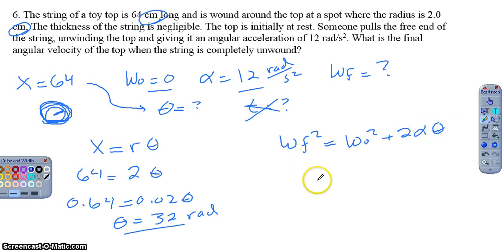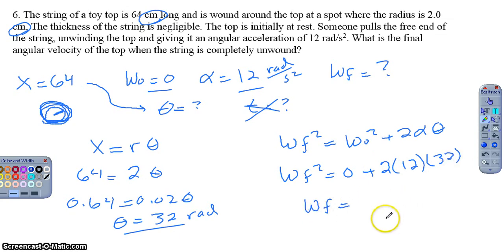So solving then for my final angular velocity, I just plug everything else in. I know that 0 plus 2 times 12 times 32, and obviously just watch your calculations to make sure you do end up getting about 27.7 radians per second.